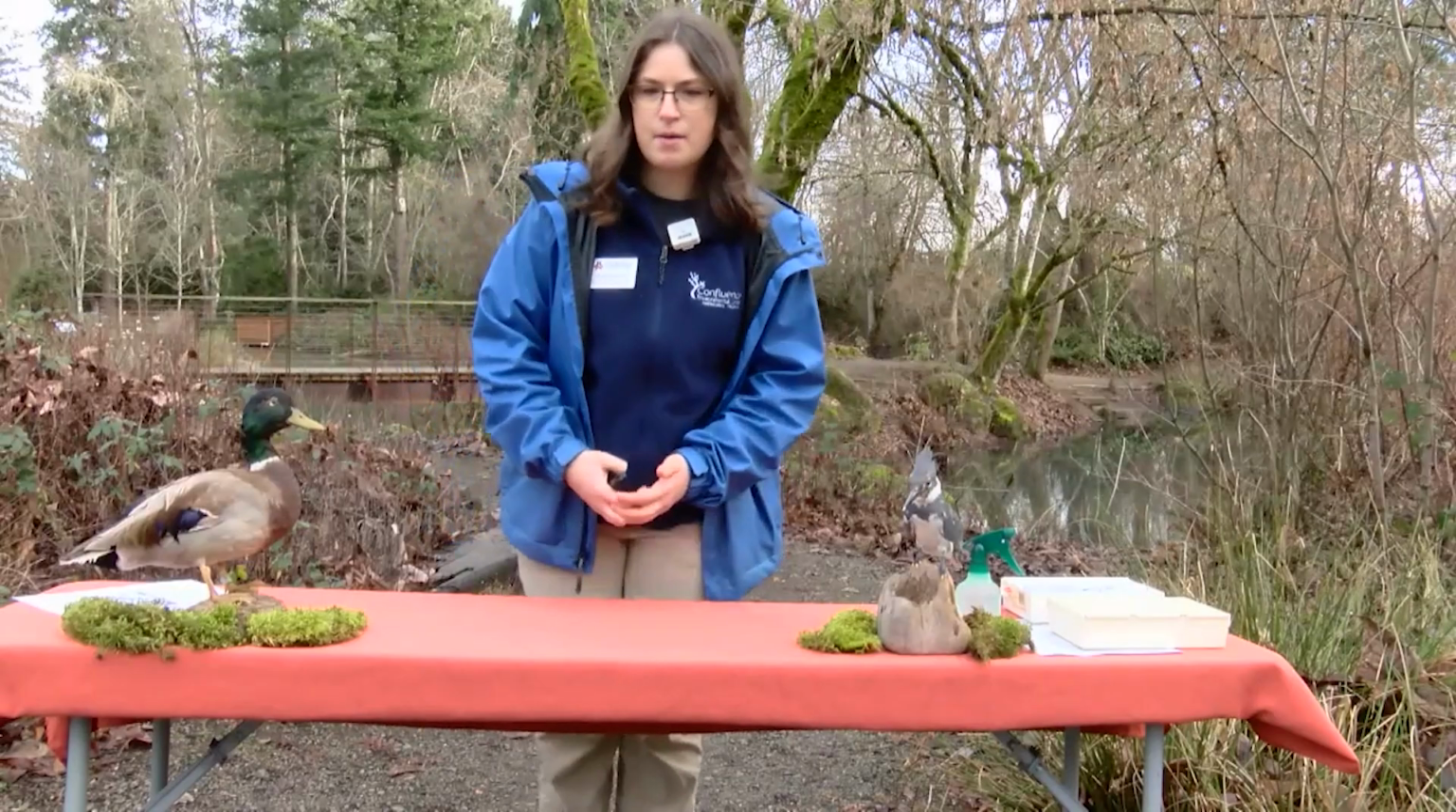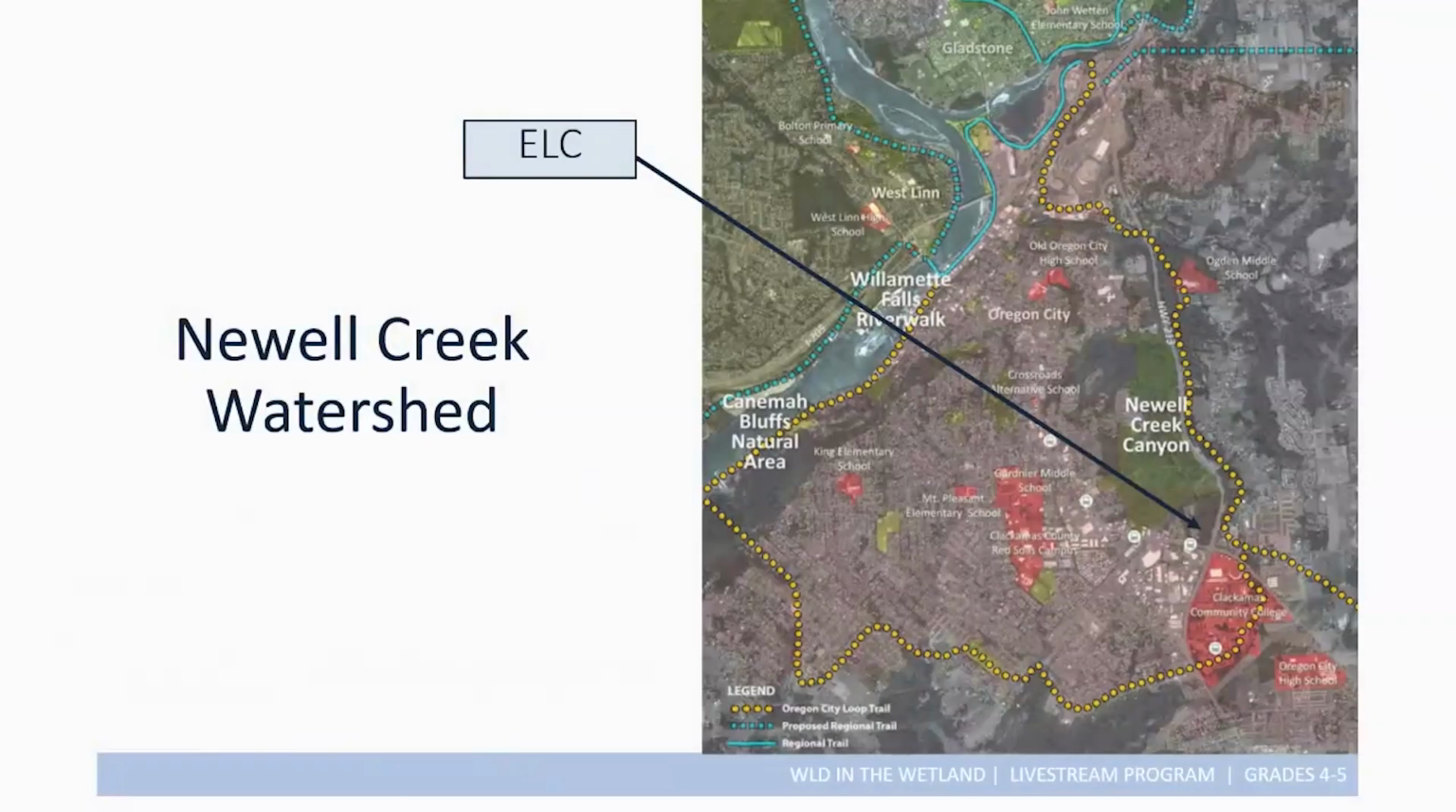On this map, in about the bottom right area, it points to our location here at the ELC. And there's a yellow dotted line that shows the boundary of the Newell Creek watershed. That means that within that boundary, whenever it rains or snows or any water flows in that area, all that water is going to find its way down to Newell Creek one way or the other. And that's what a watershed is. It's when the water flows over the landscape down into one particular body of water.